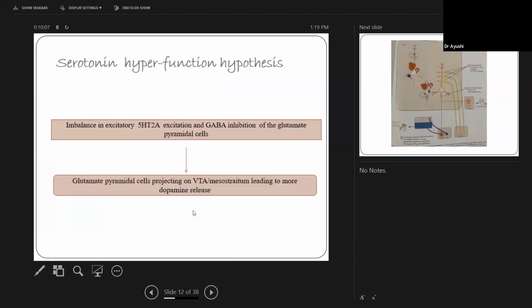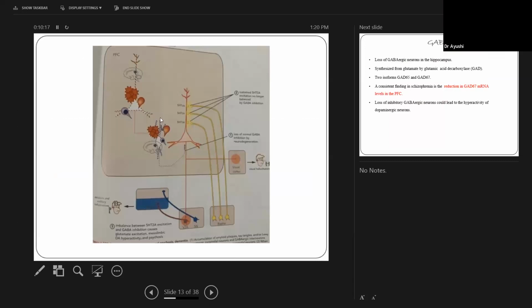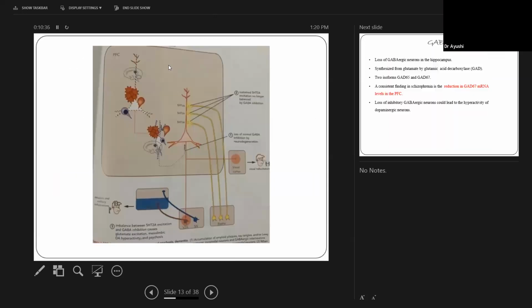Then third is the serotonin hyperfunction hypothesis, which is mainly applicable in psychosis related to dementia. In dementia, it is considered that due to plaques, or the amyloid protein, there is degeneration of the GABAergic interneurons, because of which there is imbalance between the inhibitory GABAergic and the stimulatory glutamatergic pathways, leading to serotonin hyperfunction and hence leading to dopamine hyperfunction.